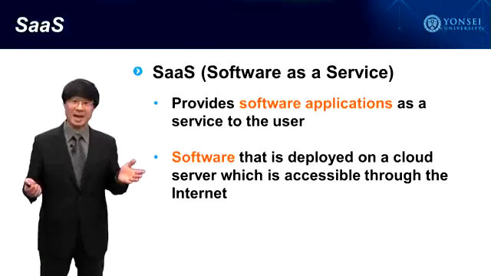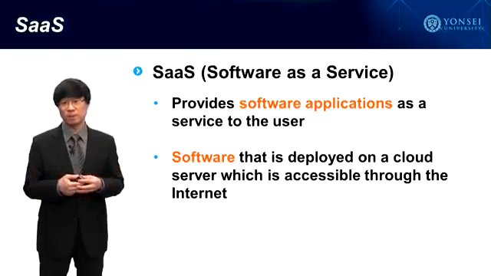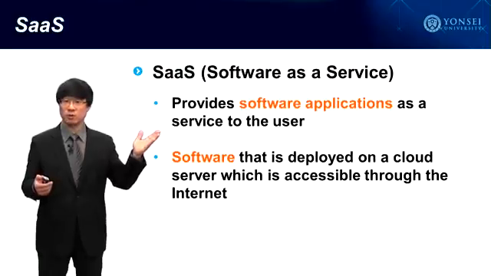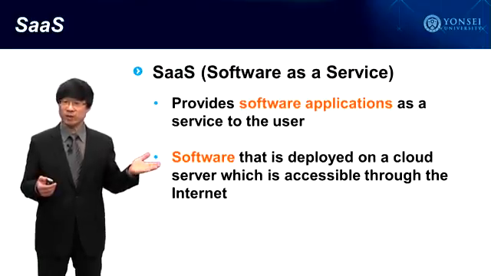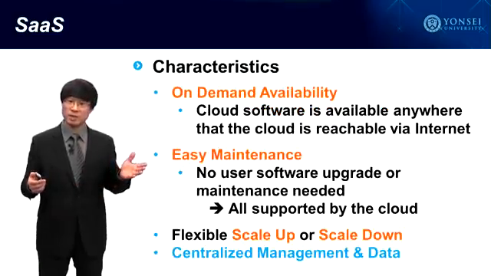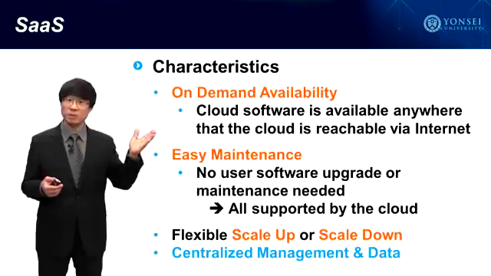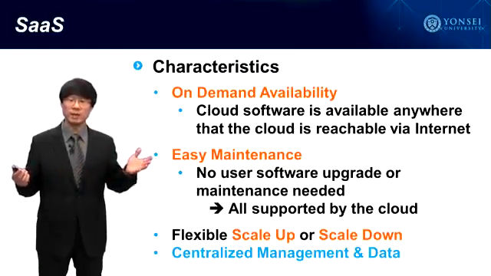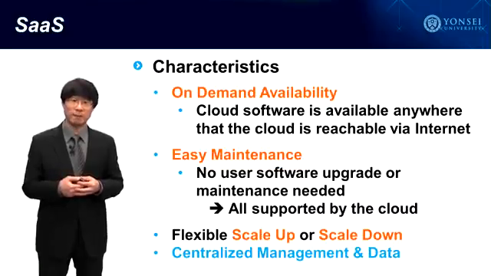Now let's look at SaaS, software as a service. This provides software applications as a service to the end user. Software that is deployed on a cloud server, which is accessible through the internet. The characteristics include on-demand availability. Cloud software is available anywhere that the cloud is reachable through the internet.